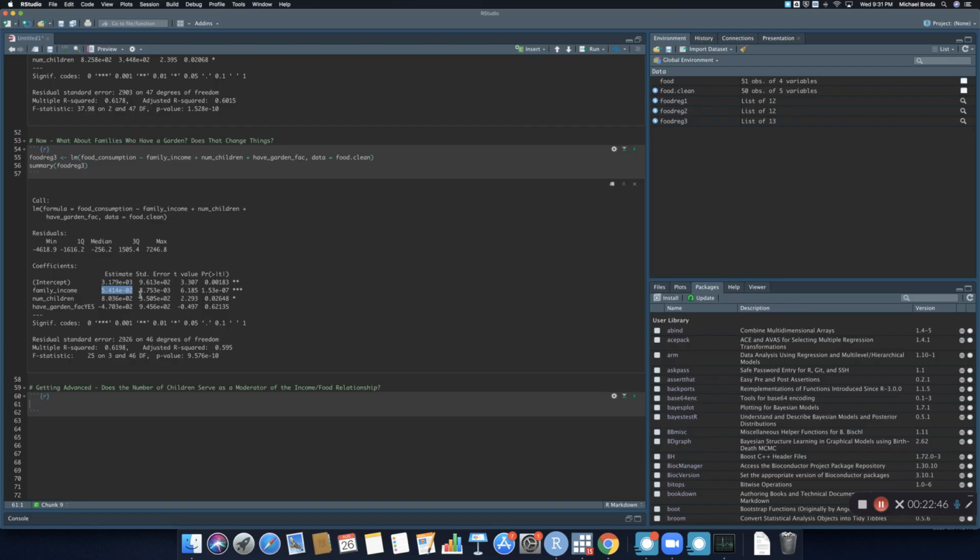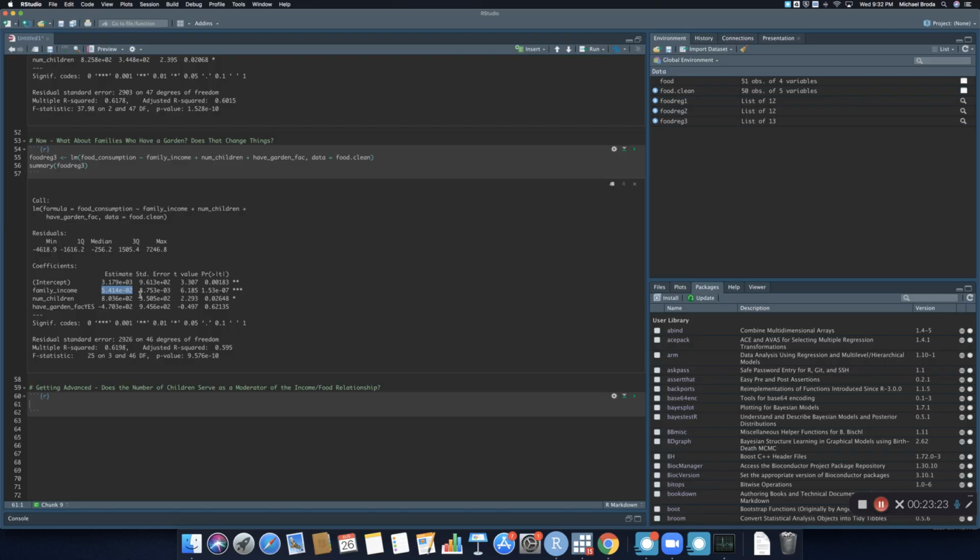So for each additional dollar that your family earns in income, you're expected to spend about 5 cents more on food. The way this model works, we are assuming that relationship holds whether your family makes $1 in family income or $100,000 or $10,000, and so on. We assume that it's monotonic, that it's just increasing.